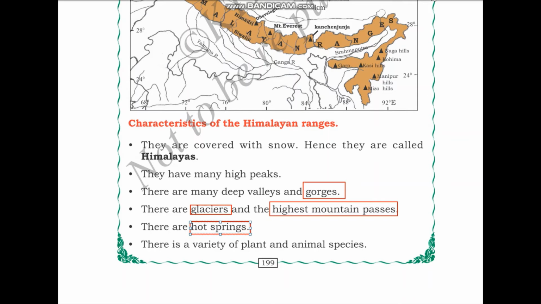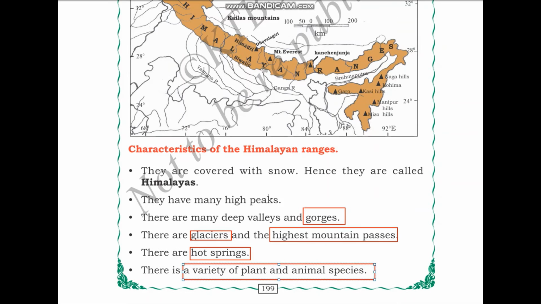Hot springs are naturally hot bodies of water that spray from the underground. Okay, and the Himalayas also have a variety of plant and animal species. So these are the different characteristics of the Himalayan ranges.